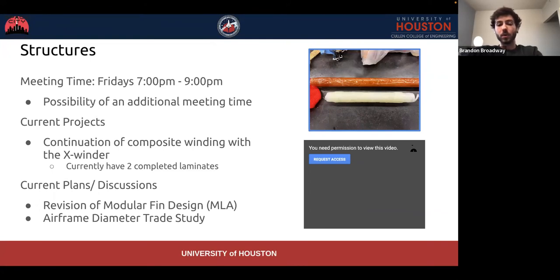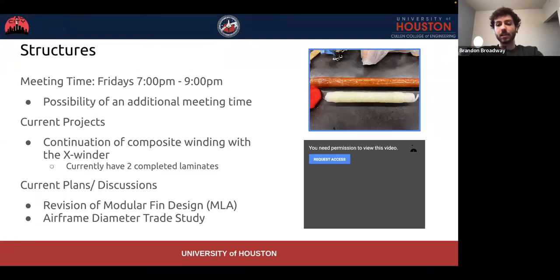In the past couple of weeks, we have done 2 tests on the X-Winder. You can see those in the top right. I believe we used 3/4 inch PVC for that. So we have a pretty good method right now of winding and also removing the laminates off the mandrel. So I'm pretty excited to keep going with that.